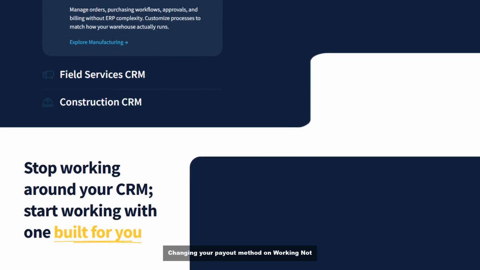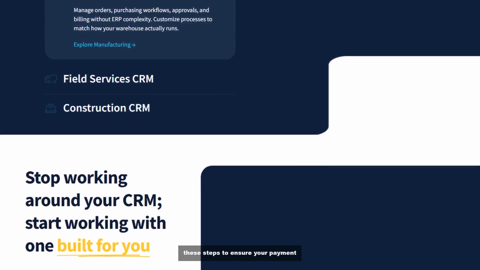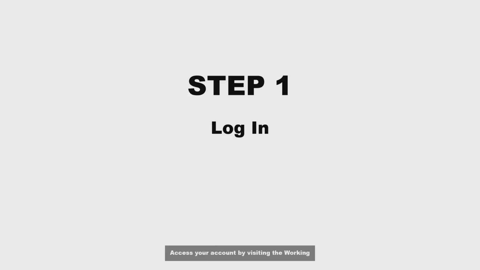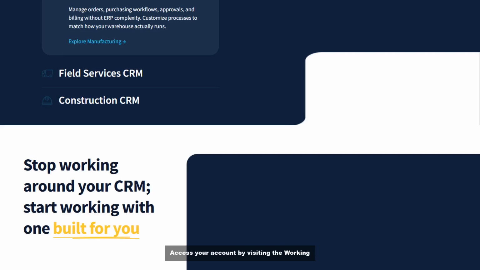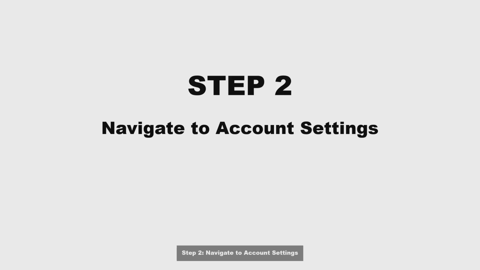Changing your payout method on Working Not Working is a straightforward process. Follow these steps to ensure your payment preferences are updated correctly. Step 1. Log in. Access your account by visiting the Working Not Working website and logging in with your credentials. Step 2. Navigate to account settings.